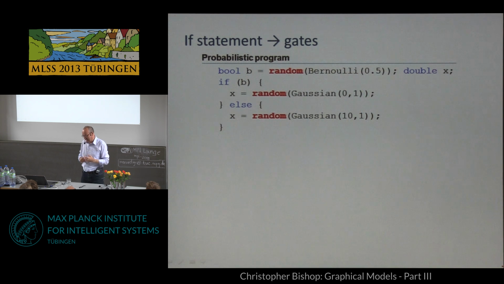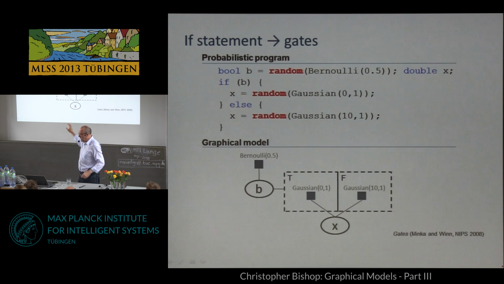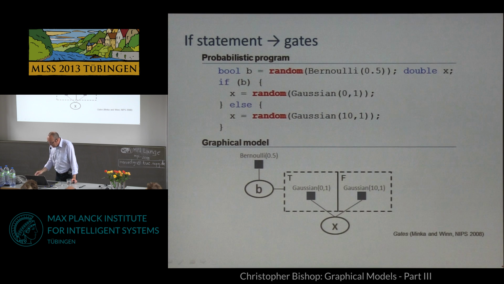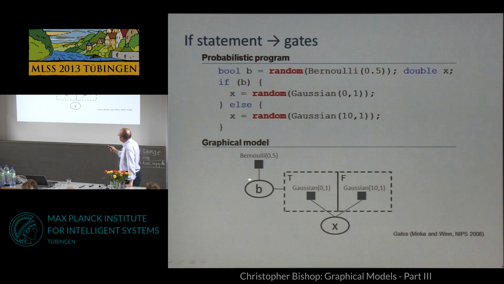Which is why this is, I think, a very interesting research frontier. What is the graphical notation for this? Well, it turns out it's very useful to have a piece of graphical notation. It's called Gates. It's developed by Tom Minka and John Winn in Cambridge. If you think about this, this is the Boolean variable, and if it's true, it switches on this piece of graph, otherwise it switches on that piece of graph.